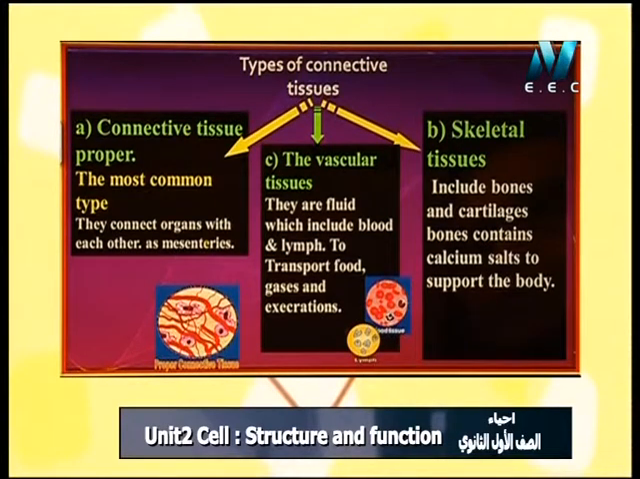But the vascular connective tissue are fluid, include blood and lymph to transport food, gases, and excretory substance. The skeletal tissue includes bones and cartilage, bone containing calcium salts to support the plant.